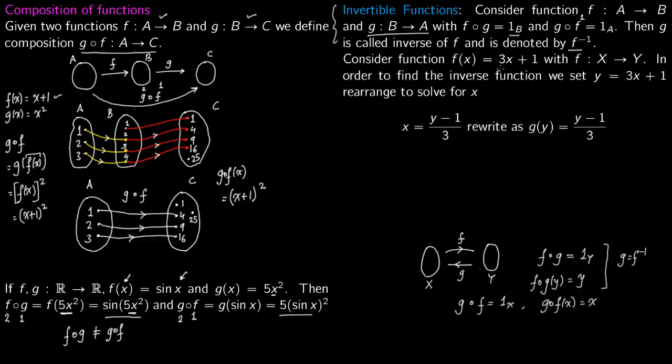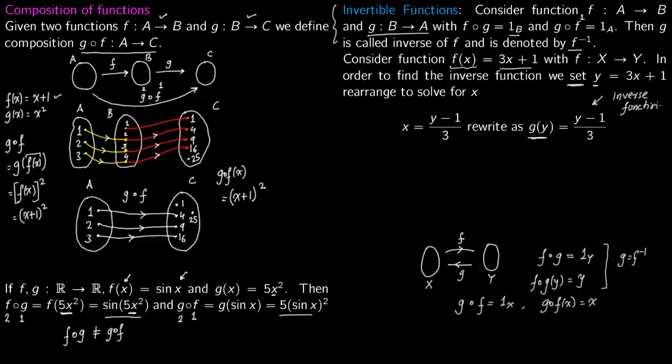So say the function given to you is 3x plus 1. f goes from x to y. So in order to find the inverse, you set y equal to 3x plus 1. So instead of f of x, we are just writing y. So you rearrange and solve for x. So you say x is equal to (y minus 1) by 3. And instead of x, you write g of y. So instead of f of x, we wrote y. Instead of x, you are writing g of y. Now you are saying that this is the inverse function.